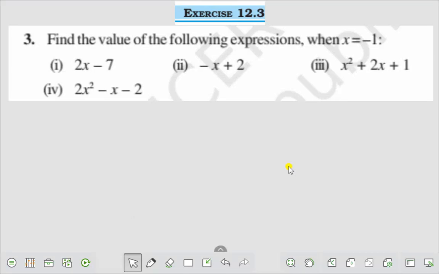Hello everyone. Today we shall discuss exercise 12.3 question number 3. Find the value of the following expressions when x is equal to minus 1. Let us find the value.